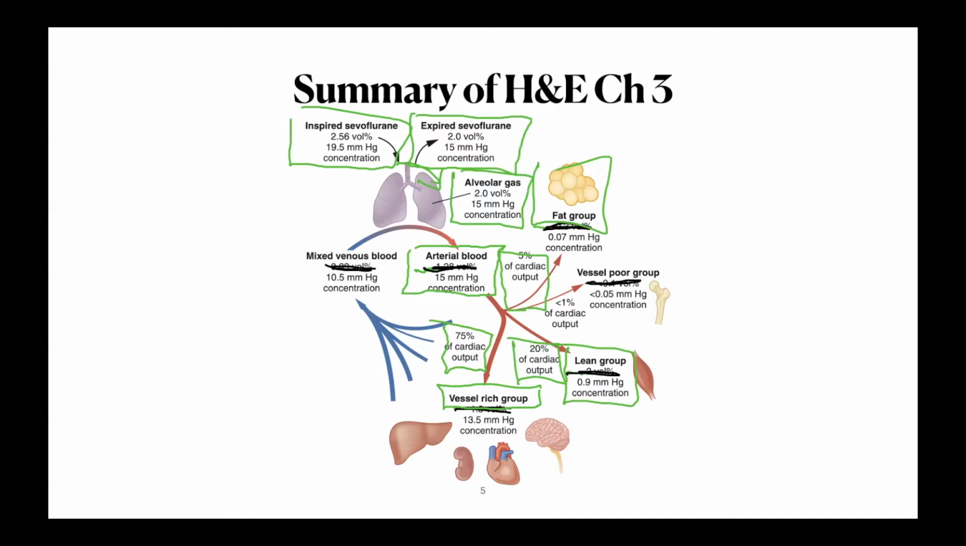And that's going to be negligible in terms of impacting volatile pharmacokinetics. Now, from there, each of those three groups, so the vessel-rich group, the muscle group, and the fat group, head back into your mixed venous blood and then head back to the lung to get expired.